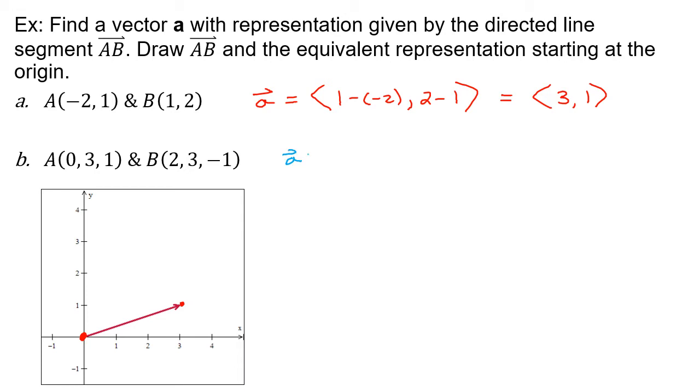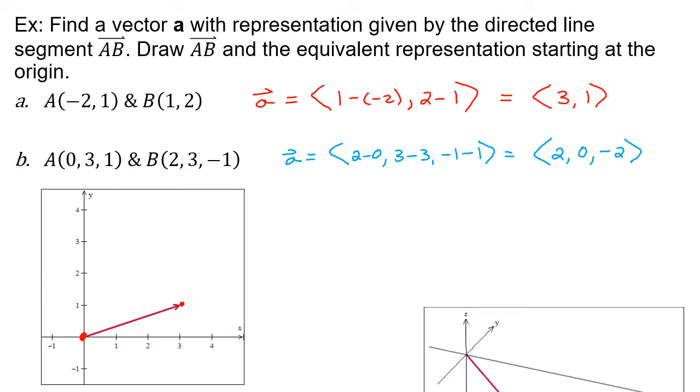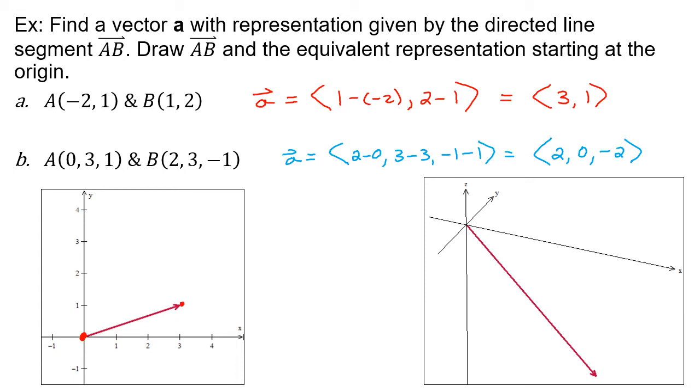Whereas the other vector, for part B, I would do 2 minus 0, 3 minus 3, and negative 1 minus 1. That would be the vector (2, 0, -2). So (2, 0, -2) would look like this. You're going over 2 on the x-axis, you're going down 2 on the z-axis, and it's actually in the plane. So you're not going left, you're not going up or down on the y-axis. You're going over 1, 2, and then you're going down 1, 2 on the z-axis. This point right here would be the point (2, 0, -2), and that's the origin.